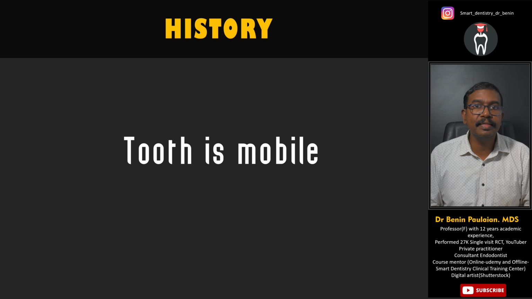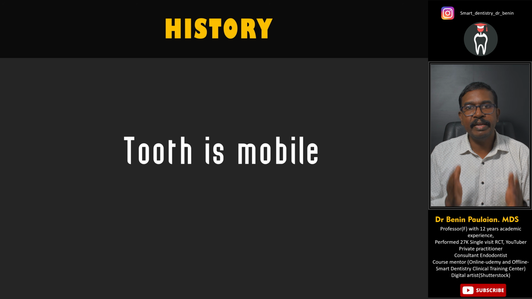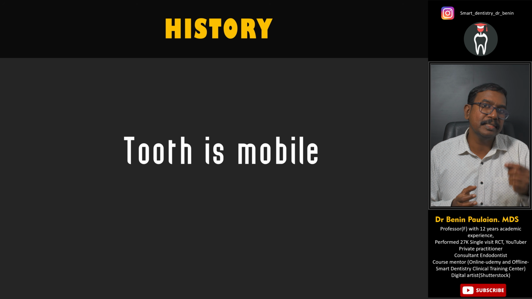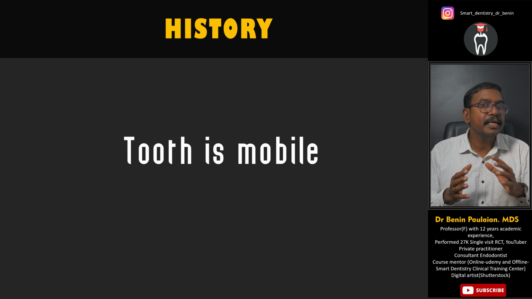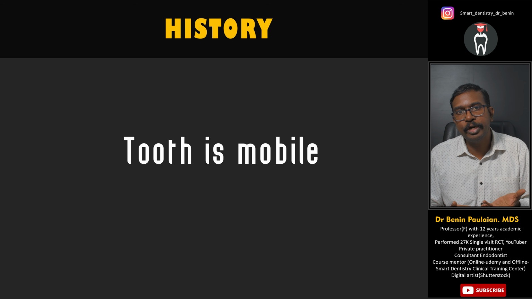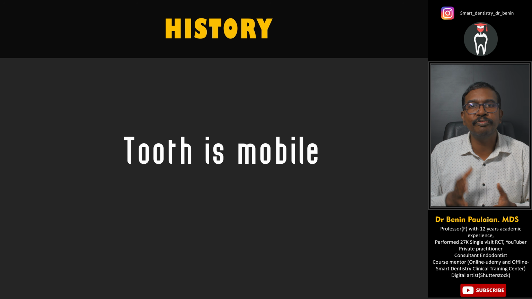Next, one more important history point that the patient gives is that the tooth is mobile. Whenever we hear that the tooth is mobile, we often say that the patient has a periodontal problem. Trust me, whenever the tooth is getting infected, there will be formation of pus. This pus gets accumulated in the space between the tooth and the socket, which is the periodontal space. Whenever pus accumulates in the periodontal ligament space, it pushes the tooth out of the socket and the tooth will be mobile.